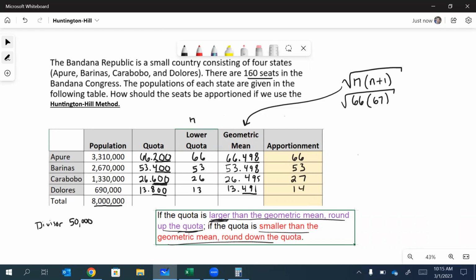Now at this point, you might be done, you might not. But what you do is you add up all of the apportionment, 66 plus 53 plus 27 plus 14, and I get 160 seats. Yay, we are done. Because that's exactly the number of seats we wanted to give out. If that number did not match, we would need to go on to adjust the divisor, as you will see in our next example. That will be it for this video. We'll take a look at a different example in our next video.